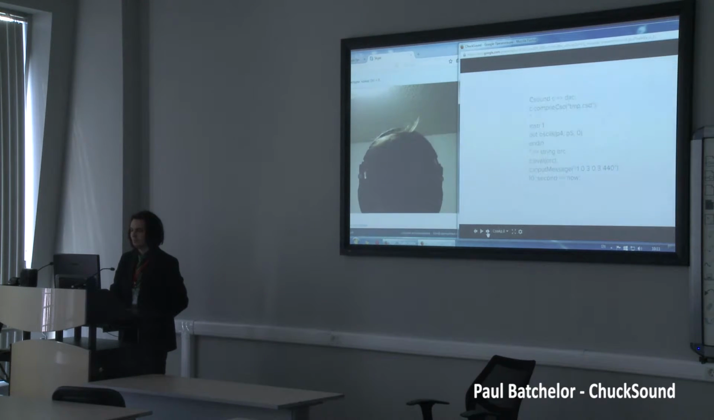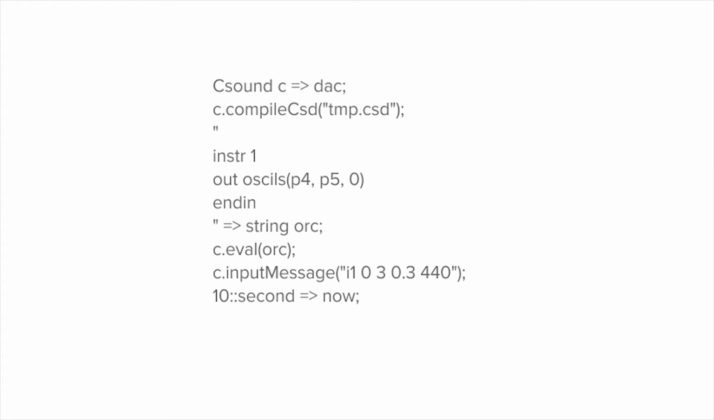On the next slide, after that video, we have a slightly more complicated example. So compiling CSDs is all good, but if we're doing on-the-fly coding, or we want to write pieces that really meld both, we want to be able to write Csound code alongside Chuck code. So this example does that.